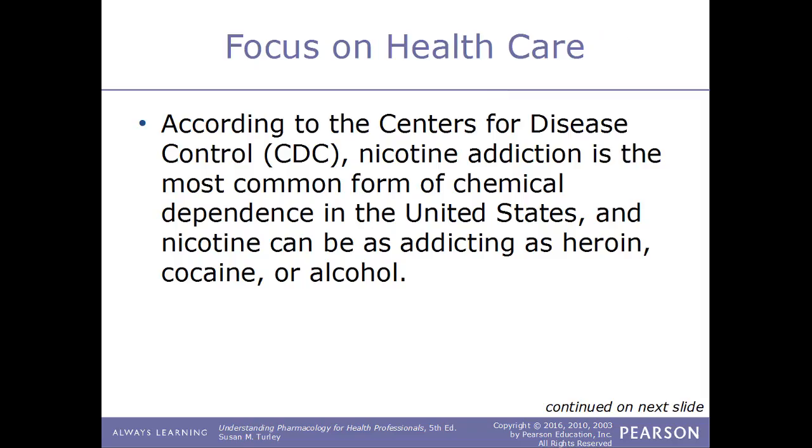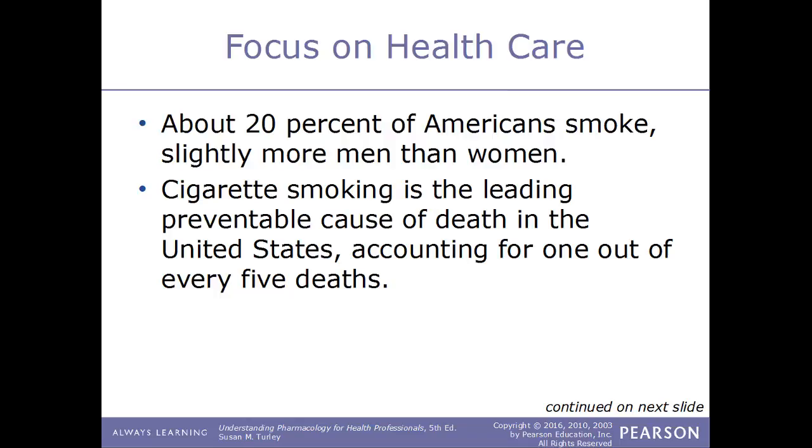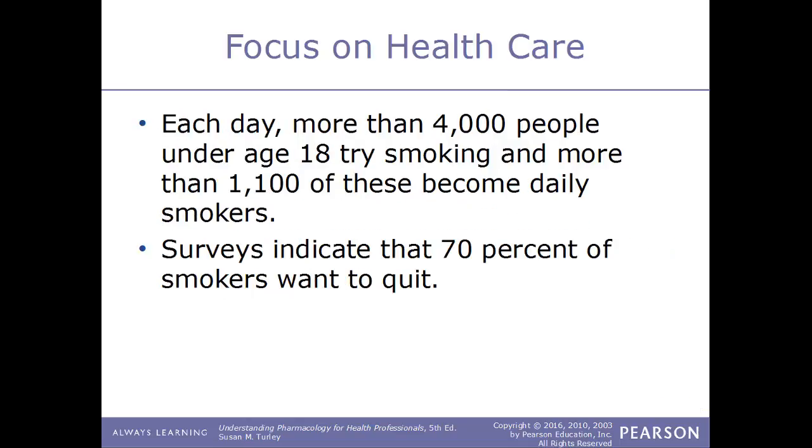According to the CDC, nicotine addiction is the most common form of chemical dependence in the United States, and nicotine can be as addicting as heroin or cocaine or alcohol. About 20% of Americans smoke, and slightly more men than women. And cigarette smoking is the leading preventable cause of death in the country, accounting for 1 out of every 5 deaths. So each day, more than 4,000 people under the age of 18 try smoking, and more than 1,100 of these become daily smokers. And surveys indicate that 70% of smokers want to quit.